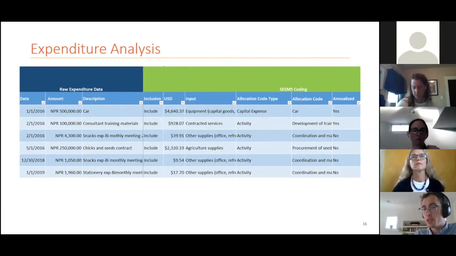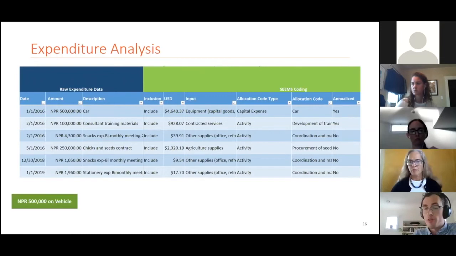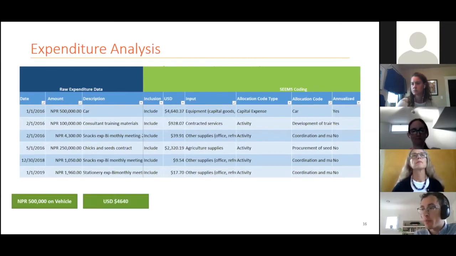The spreadsheet allows you to annualize large upfront costs, which need to be smoothed out over the life course of the project. So for example, you might imagine a line item for a vehicle purchase, let's say $500,000 in a local currency for a vehicle upfront at the start of the project. The spreadsheet automatically converts that total cost to a standard US dollar amount.